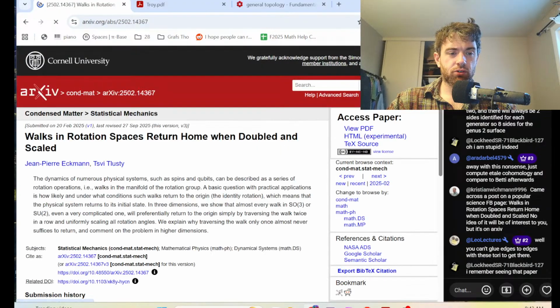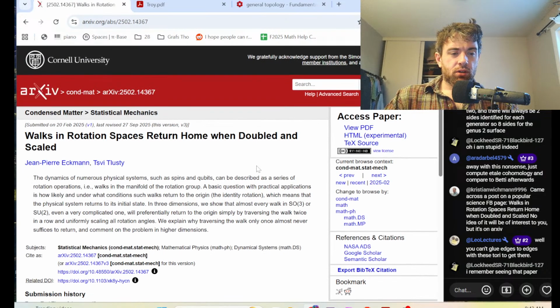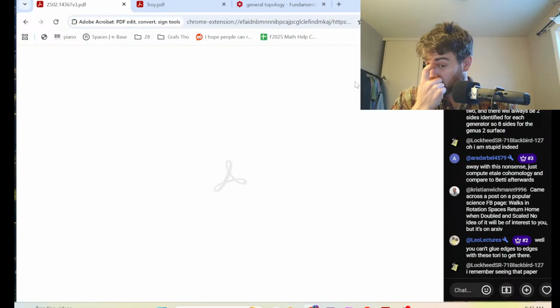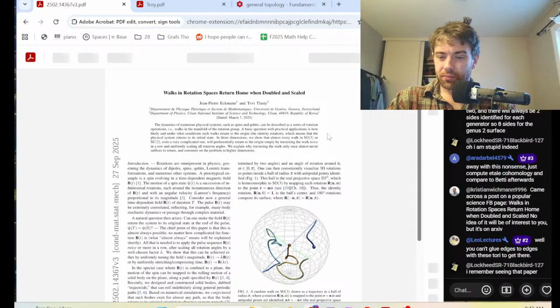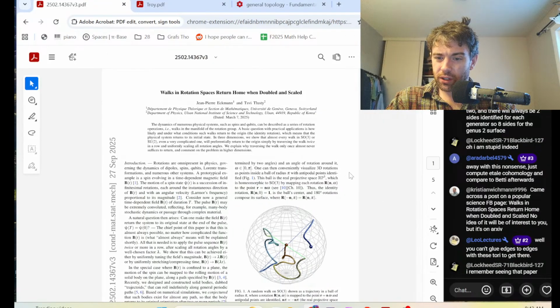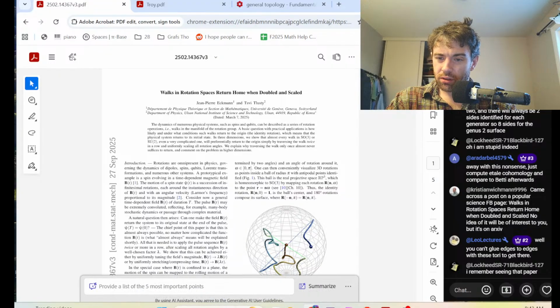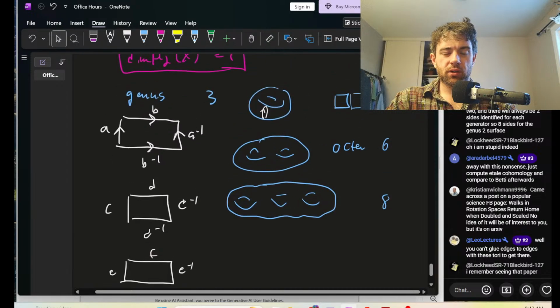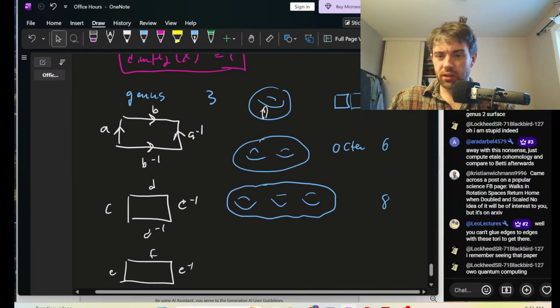Walks in rotation space. You can't glue edges to edges with these tori to get there? What? Can I not? I mean, doesn't the direct sum of tori just correspond to gluing two edges together? Am I wrong about that?